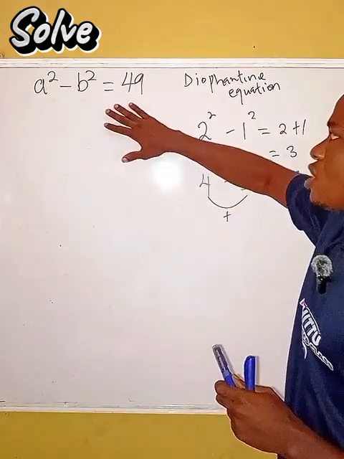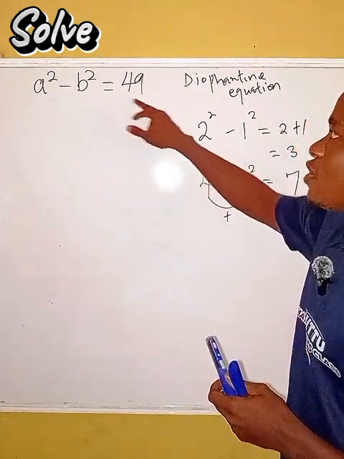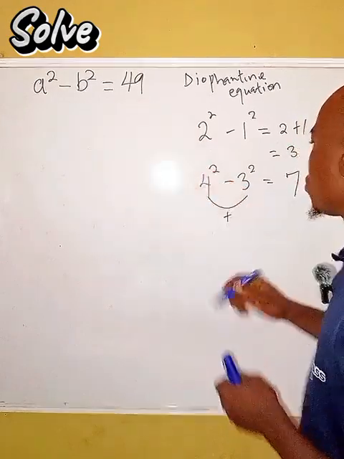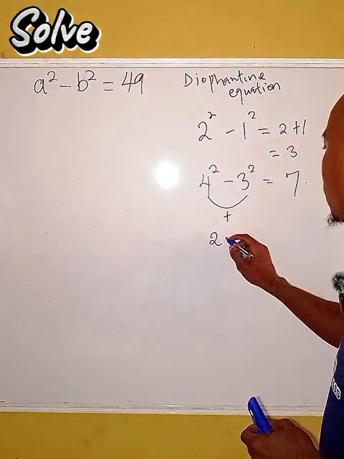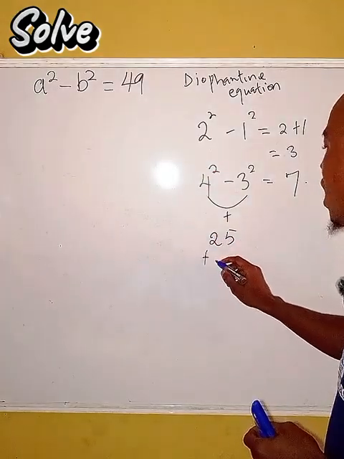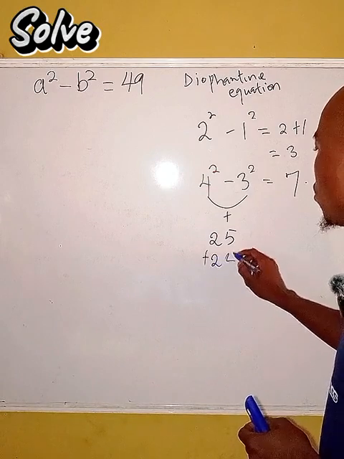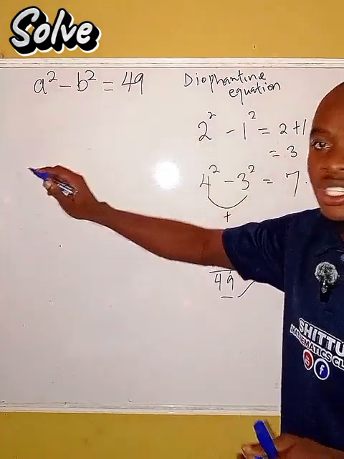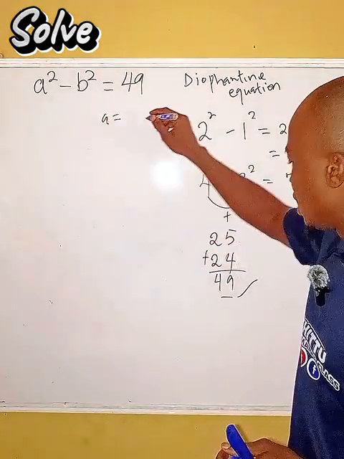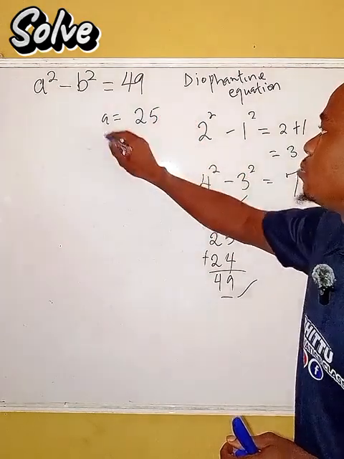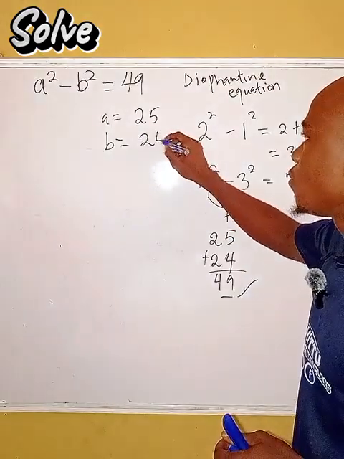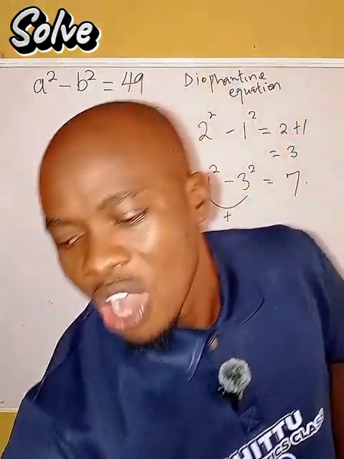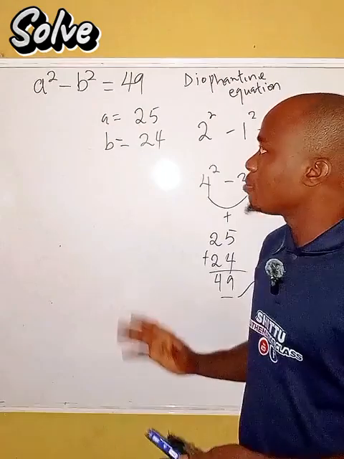So now when you try to guess this one, we have 49 to be the final answer here. So it means that 25 plus what? 25 plus 24 will give us 49. And we have 49 here. So which is telling us that a is 25, and b is 24. That's how to do it if you are to do it mentally, okay, by guessing.